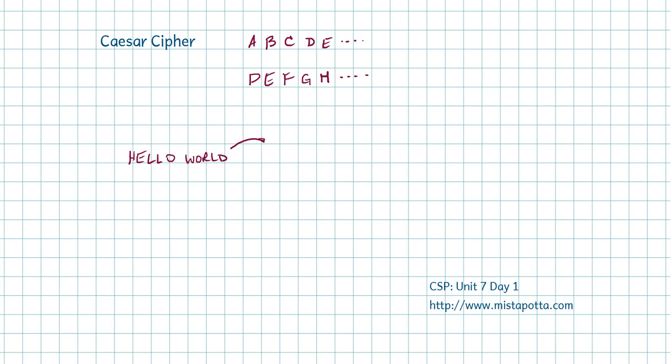So if I did this, H becomes I, J, K. E becomes F, G, H. L becomes M, N, O. O becomes P, Q, R. W becomes X, Y, Z. O becomes R, as we talked about. R becomes S, T, U. L is going to become M, N, O. And D is going to become E, F, G. So now I've got Khoor Zruog, which doesn't make any sense in English.